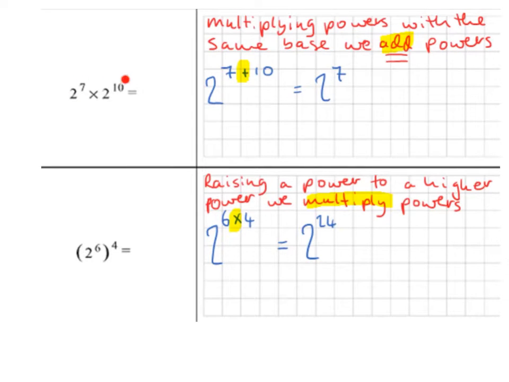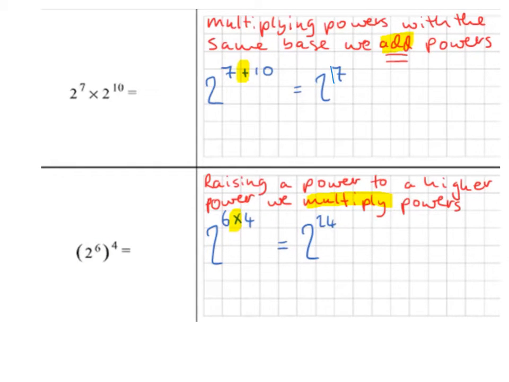2 to the power of 7 multiplied by 2 to the power of 10 will be 2 to the power of 7 plus 10, which will be 2 to the power of 17. 7 plus 10 is 17. So when we're multiplying powers with the same base, we add the powers. So see the way we had a base of 2 and a base of 2? Well, since we're multiplying, we add the powers. If we were dividing powers with the same base, we would subtract the powers.